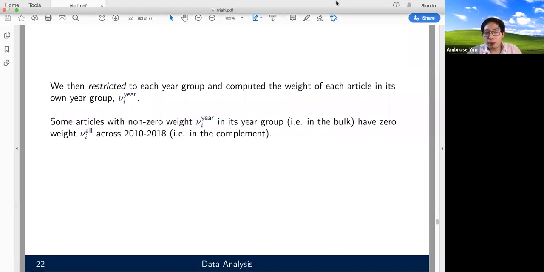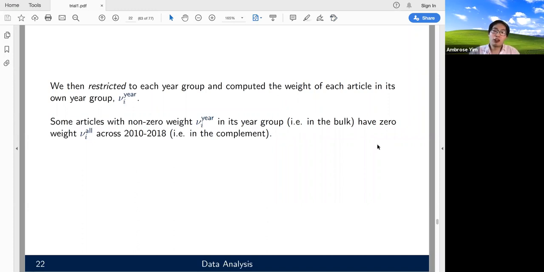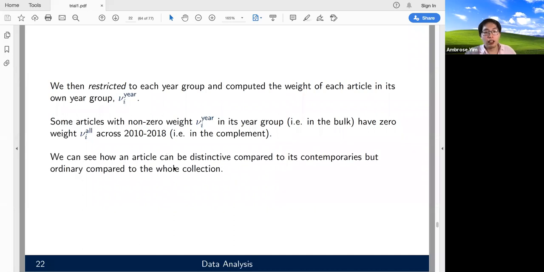And it's interesting because some articles have non-zero weight, non-zero contribution to effective size in the context of their year group, so they're in the bulk of their year group. However, when you consider them in the context of the whole of articles across 2010 to 2018, they end up having zero weights. They end up being in the complement rather than in the bulk. And so this allows us to measure how distinctive an article can be compared to its contemporaries, but it might be ordinary when we compare it in the context of the whole collection.